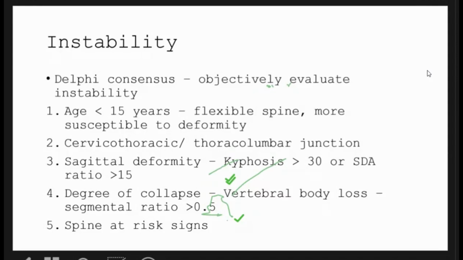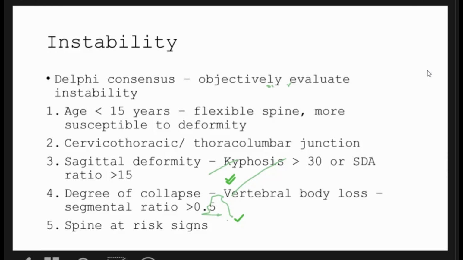First thing is the age. The younger the patient, the more prone they are to become deformed. The reason being, they have flexible spines. There's more cartilage than bone. Also, they have a higher disc content than bone. So they are more flexible and more prone to deformity. And on top of it, they're still growing at the end plate.